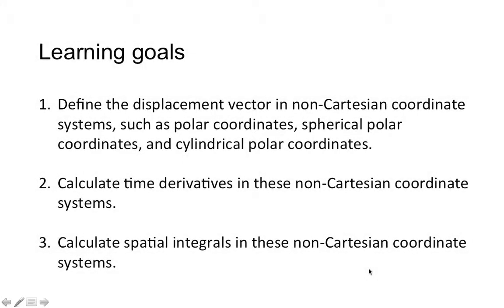Conclusion. Here we've learned about working and deriving in non-Cartesian coordinate systems. We've talked about all of our learning goals. The first learning goal was to define the displacement vector in non-Cartesian coordinate systems such as polar coordinates, spherical polar coordinates, and cylindrical polar coordinates. We've calculated time derivatives in these non-Cartesian coordinate systems, and we've calculated spatial integrals in these non-Cartesian coordinate systems. So you should have a lot of good practice with doing these things.